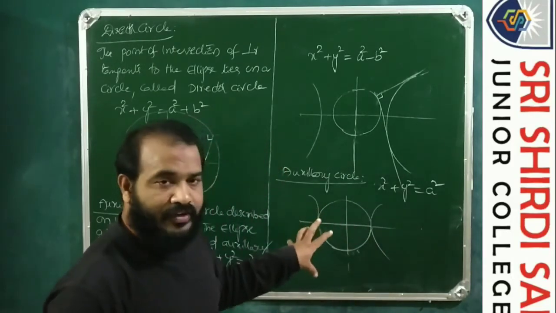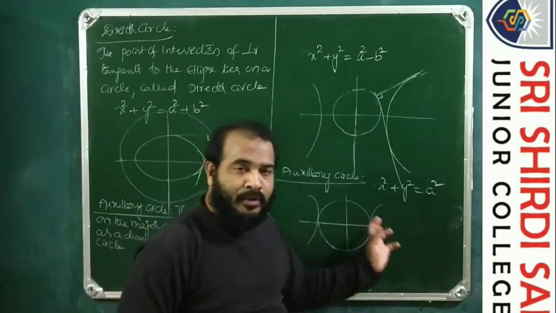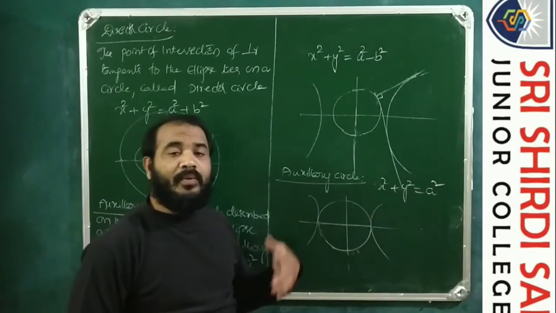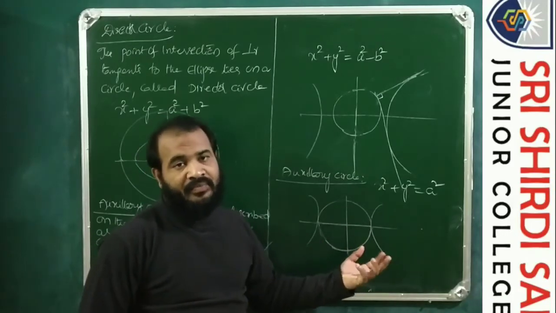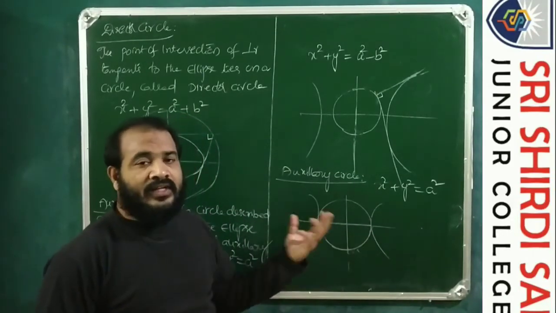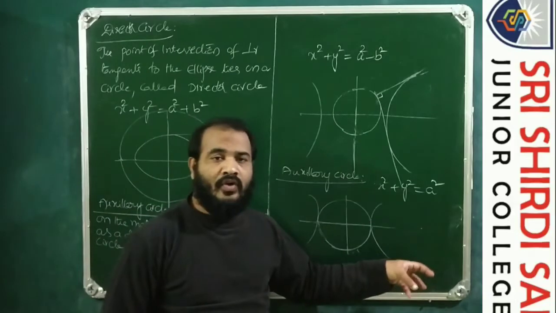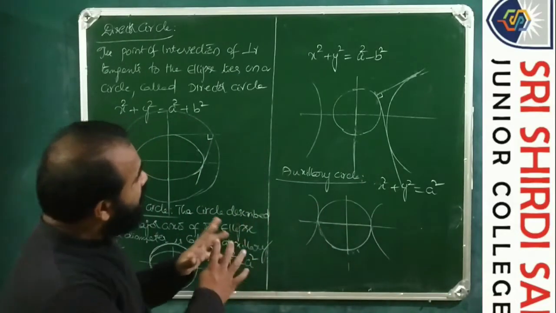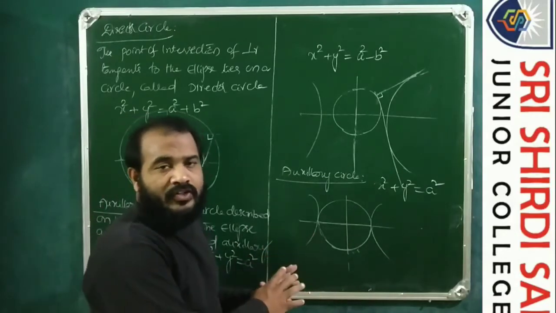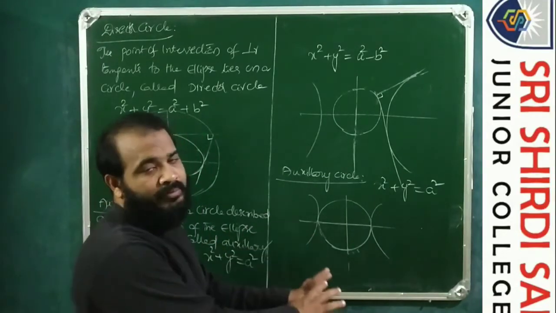So this is the definition number 1, and definition number 2 is that the feet of the perpendiculars drawn from either of the foci to any tangent lie on a circle called the auxiliary circle, for both of them. So this is the difference between the ellipse and the hyperbola.